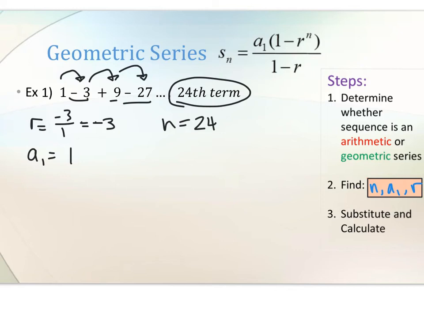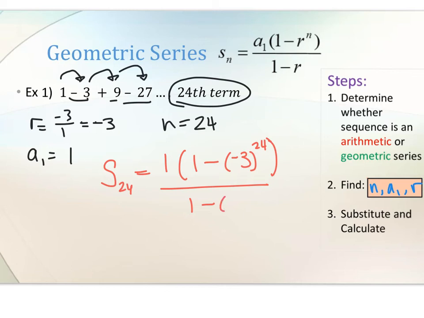Plug this into my series. In the same fashion that I did with the arithmetic, s sub 24, so the sum of the first 24 terms of this series, is equal to my first term, which is 1, times 1 minus r, so 1 minus -3 to the power of 24, in big parentheses, divided by 1 minus -3.